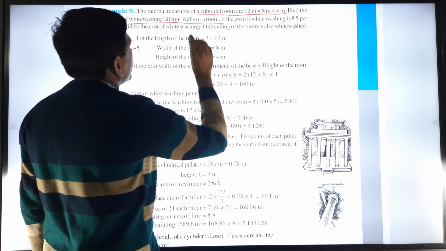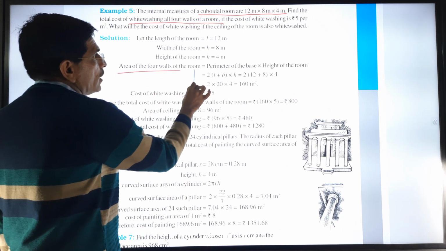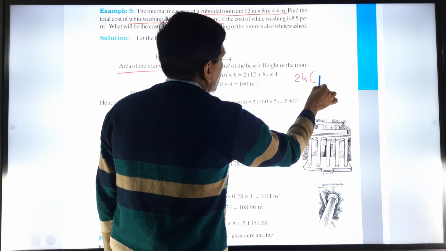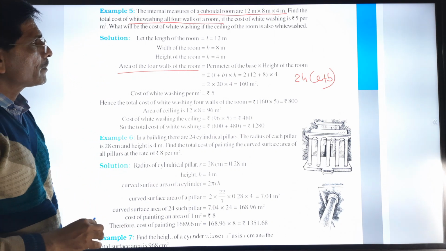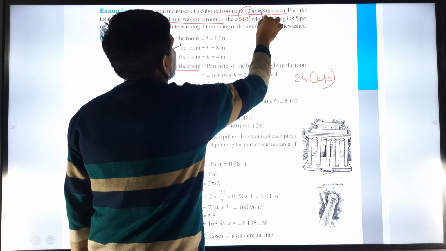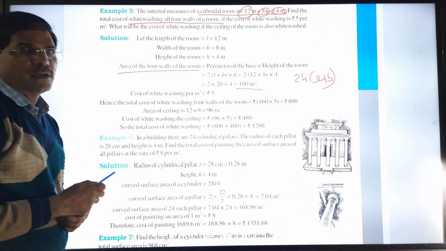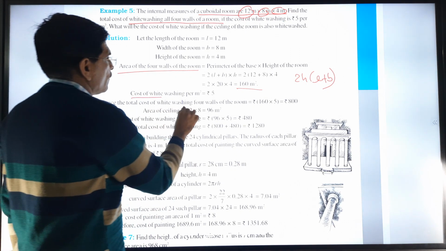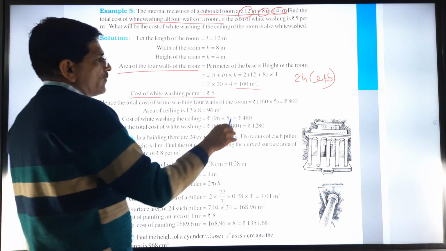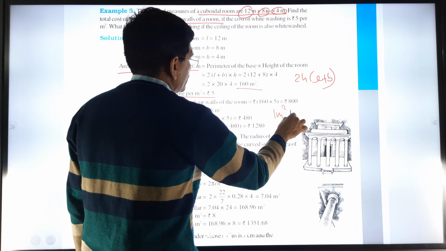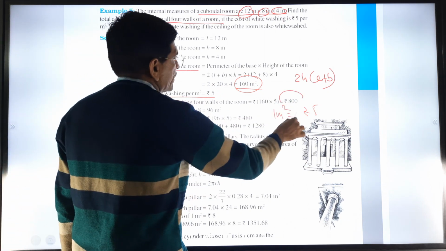Whitewashing for area of 4 walls. Area of 4 wall formula, we know that area of 4 wall is 2H(L plus B). So length, breadth and height is given, so we can get 160 meter square. Now costing is 5 rupees per meter square. So if 1 meter square costs rupees 5, then for 160 meter square the answer is 800.